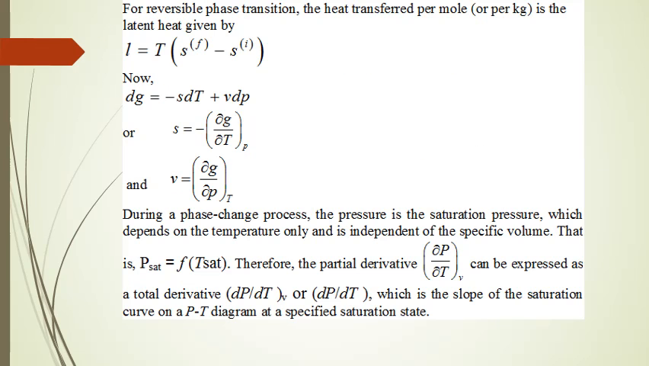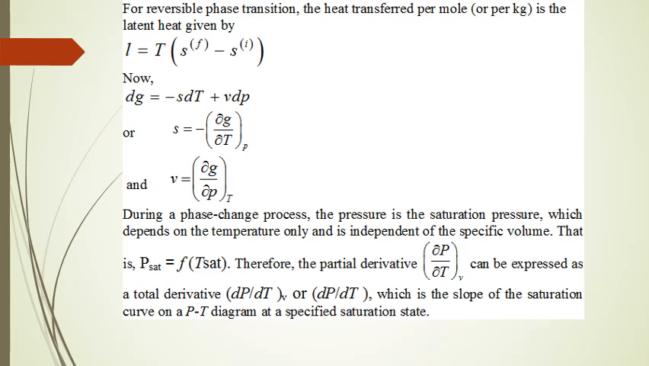Now for the reversible phase transition, the heat transferred per mole or per kg is the latent heat given by L is equal to T into (s^f minus s^i). Now dg is equal to minus s dT plus v dP, or you can say s is equal to minus del G upon del T when P is constant, and v is equal to del G upon del P when T is constant. Now during a phase change process, the pressure is the saturation pressure, which depends on the temperature only and is independent of the specific volume.